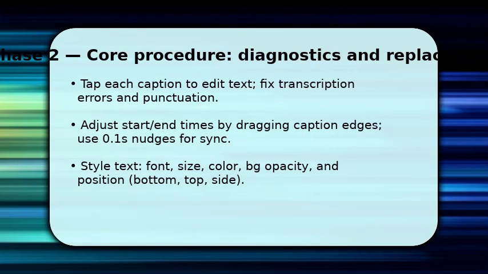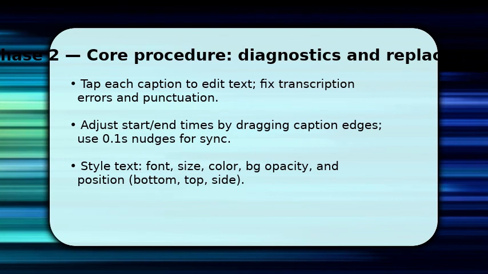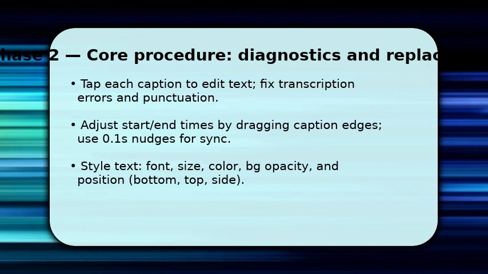Now you refine what the Auto-Generate gave you. Tap a caption and correct words, punctuation, and casing. This improves readability. For timing, drag the caption edges on the timeline or use frame-level controls, nudge by 0.1s when necessary to match mouth movements.